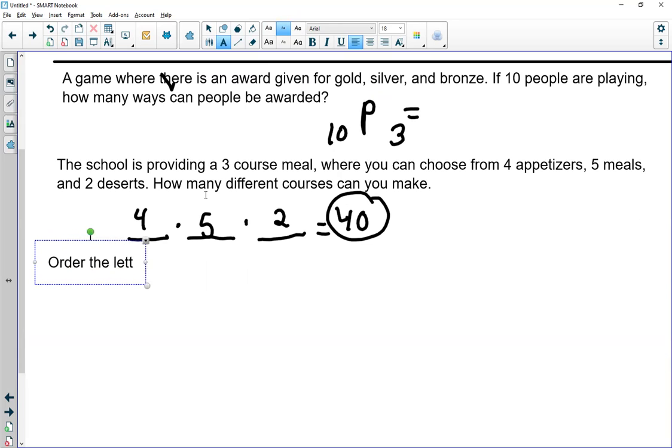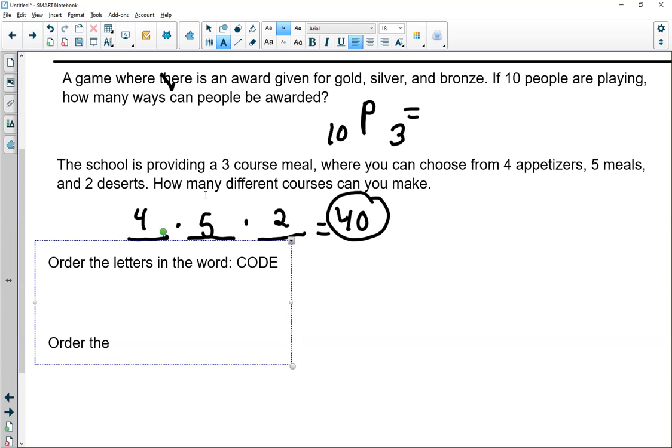Order the letters in the word. What is it? Code. Order the letters in the word.